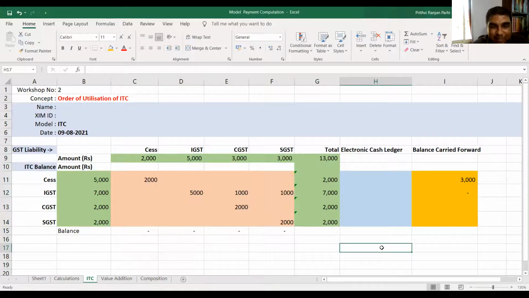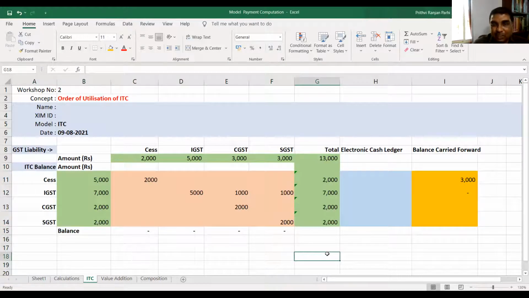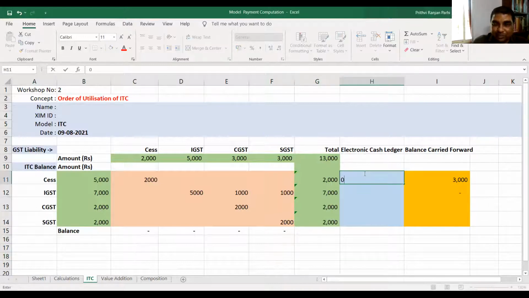Okay, this is how it has been paid. Understood this example? We'll be changing the figures now. All of you have understood it. So how much money has to be paid through the electronic cash ledger? 0. It is always 0. Yes or no? Yes, sir. Okay. Right. It is always 0.